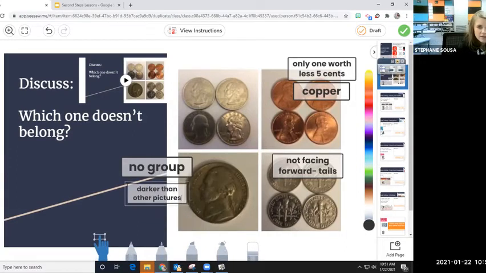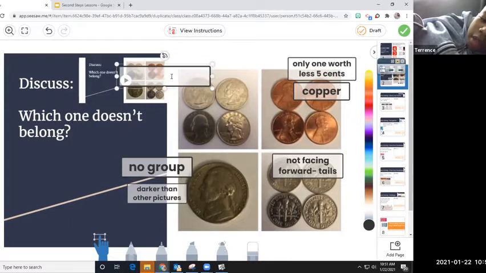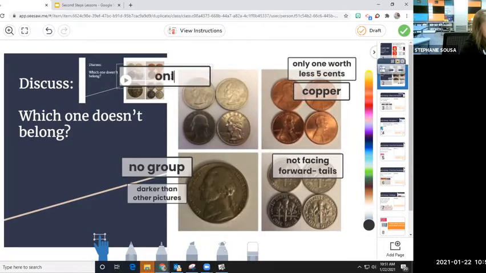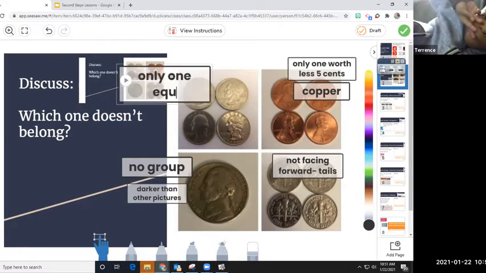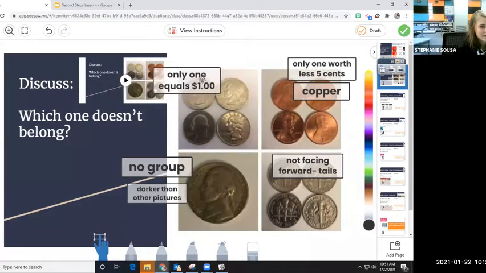Okay. Terrence, which one doesn't belong and why? Quarter, because none of them cost $1. Oh, this is the only one that equals $1. Yeah, the others would have to use the cent sign because they are worth less than $1. This is worth 4 cents. This is worth 40 cents. This is worth 5 cents. This is worth $1. Yeah, interesting.